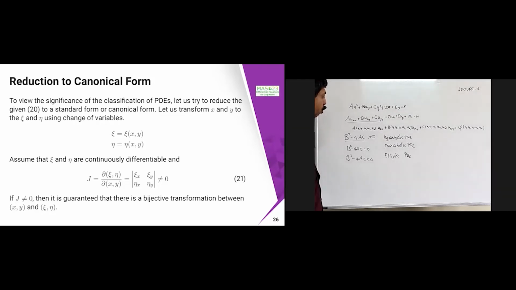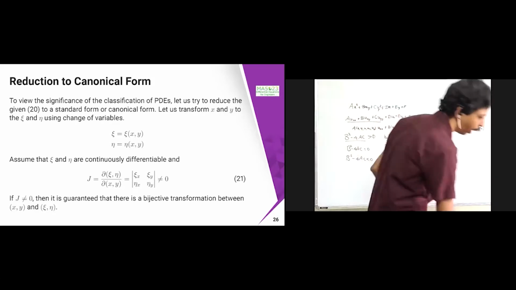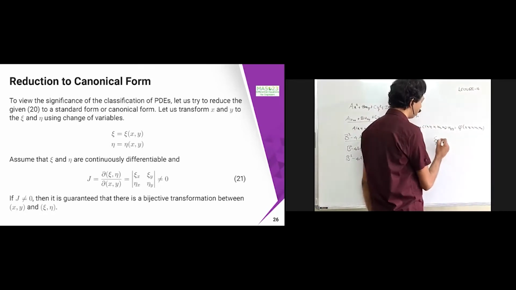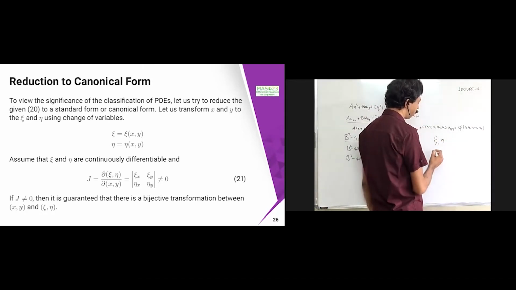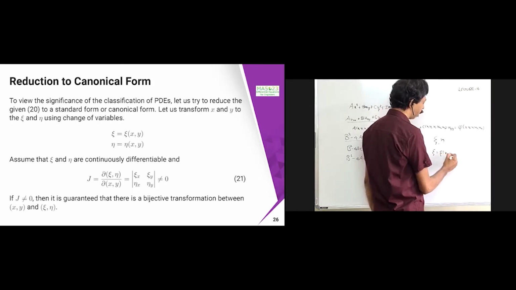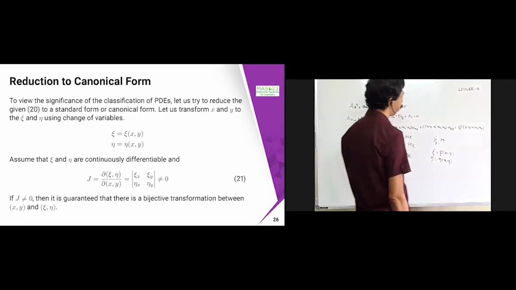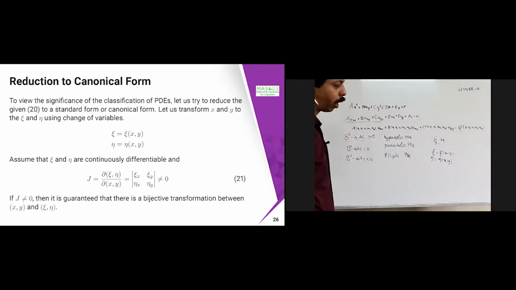For this, you need to introduce two more variables, or two more coordinates. We are going to transform to the coordinates chi comma eta. I'm going to define a new coordinate system: chi equal to chi of x comma y, and eta equal to eta of x comma y. Chi and eta are two newly defined coordinates, so we are going to obtain the change of variable.